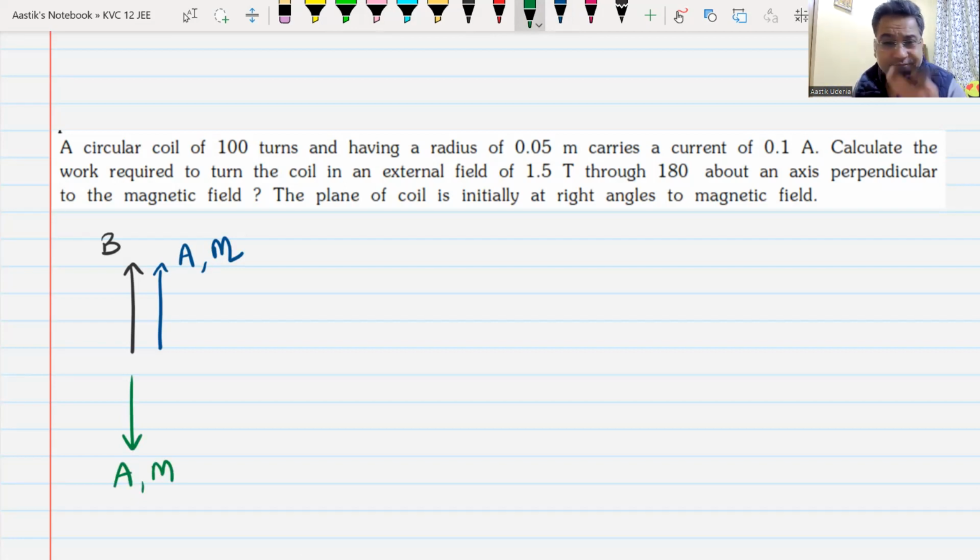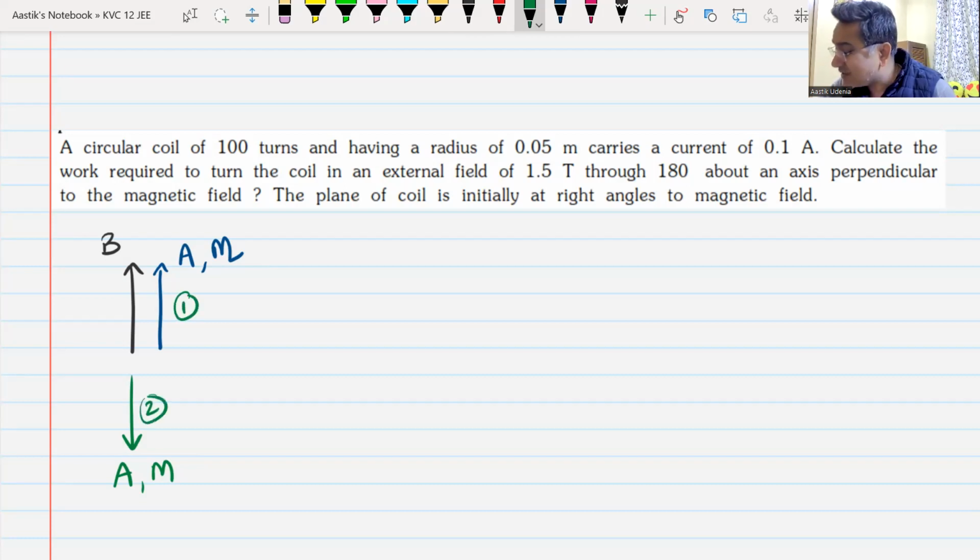This is the coil. This is the magnetic field. The area of the coil is perpendicular to the magnetic field. Do we understand this? Therefore, the area vector and the magnetic dipole moment are in the same direction, which is the direction of magnetic field. So I have to turn it from this position, position number 1, to this position, position number 2.